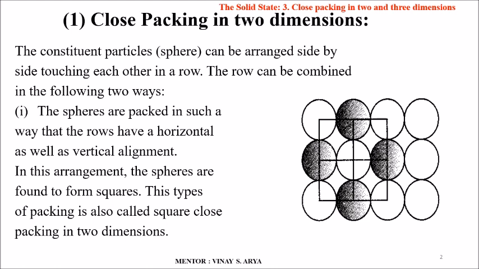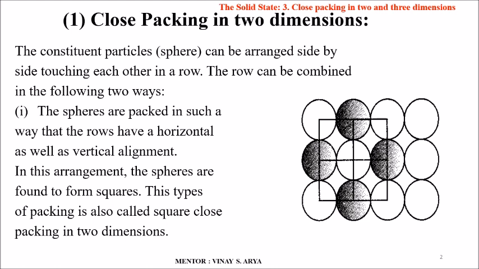The constituent particles, the spheres, can be arranged side by side with each other in a row. The rows can be combined in 2 ways. First, the spheres are packed in such a way that horizontal and vertical alignment is there. You can see the centers are aligned such that horizontally or vertically, they are perfectly aligned. In this arrangement, the spheres form a square, and this type of packing is also called square close packing in 2 dimension.